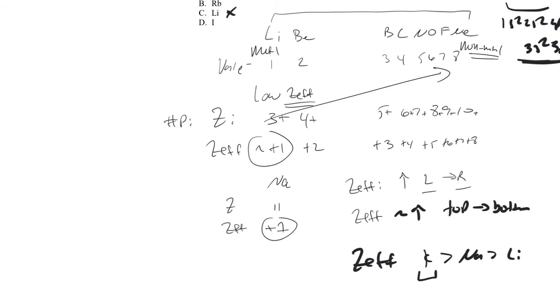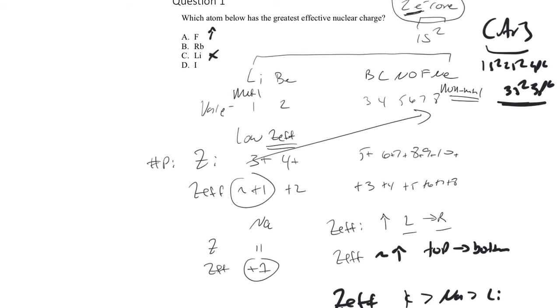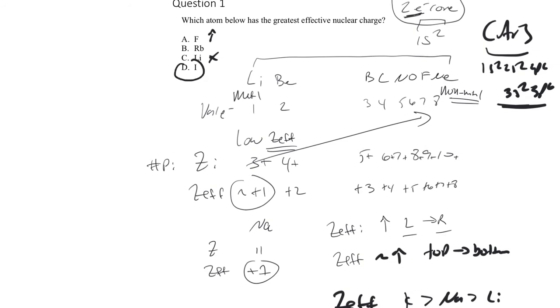So our effective charge is going to be higher for lithium, or excuse me, higher for iodine compared to rubidium. So iodine should definitely be higher from a left to right perspective than rubidium, but then iodine's higher than fluorine when we look at the top to bottom trend. So fluorine, chlorine, bromine, iodine. Iodine is in the same group as fluorine.